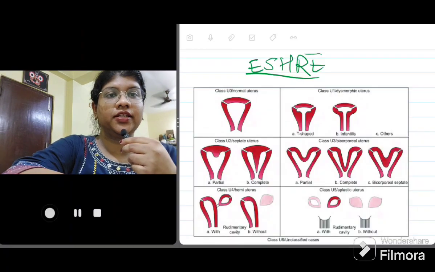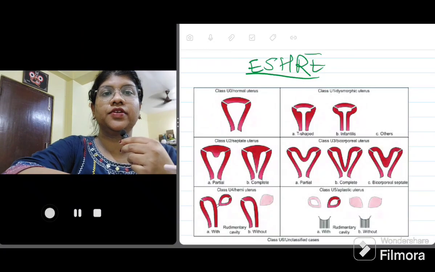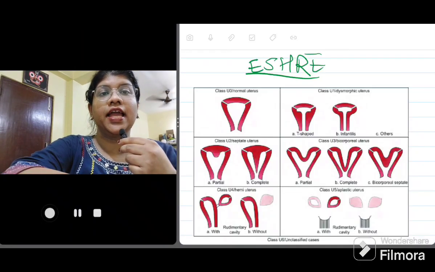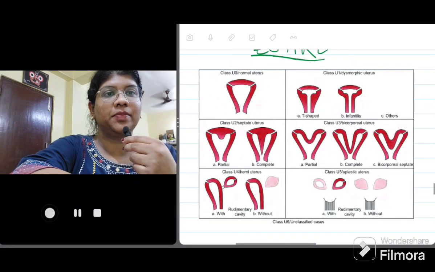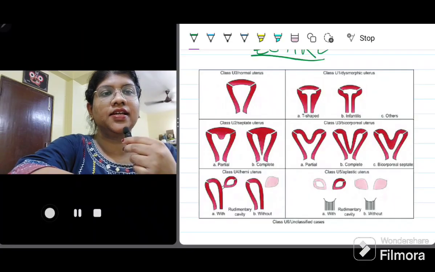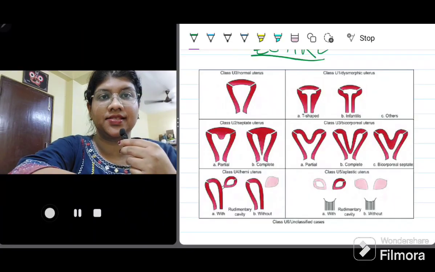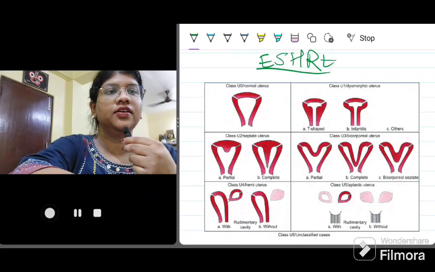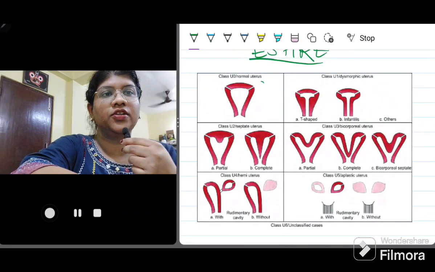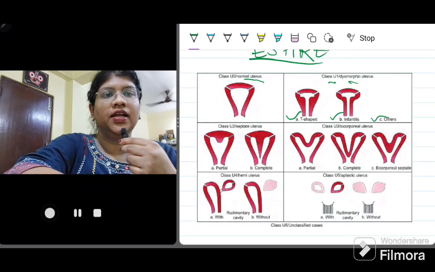Now, the classification of Mullerian anomalies has been given differently by different societies. So first we shall be discussing the classification given by the ESHRE. So this is the ESHRE guideline, and this is an update. Remember, this basically divides the Mullerian anomalies into 6 classes. Since it's a European society, it is all under the nomenclature of U. So U0 stands for normal uterus, then U1 is dysmorphic. Under dysmorphic you have T-shaped, infantile, and others.